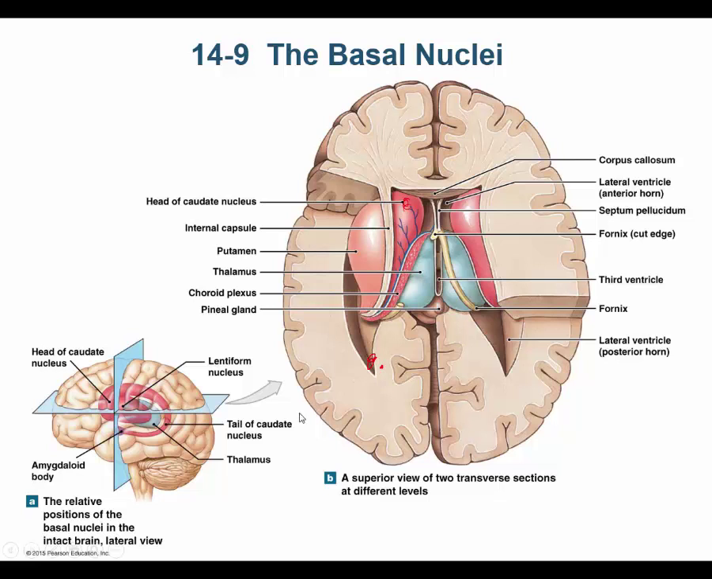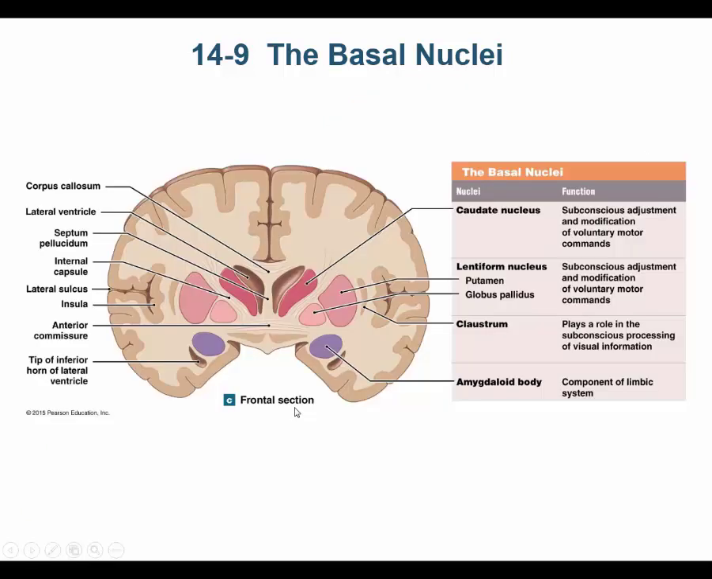All right, here's another cut coming. This is a coronal or frontal section. And you can see the caudate nucleus right here. You can see the lentiform nucleus here and here. And those are the two big areas of the basal nuclei, the caudate nucleus and the lentiform nucleus. This amygdaloid body is part of your limbic system. It's right at the very tip of the caudate nucleus. The caudate nucleus's tail is right behind that.